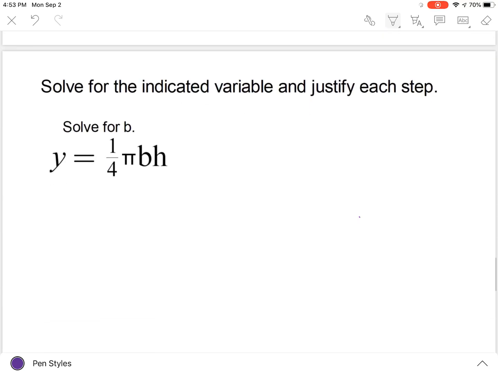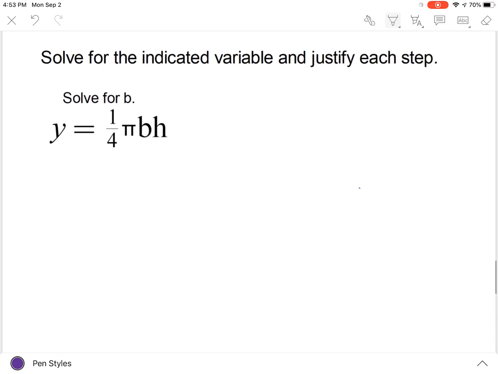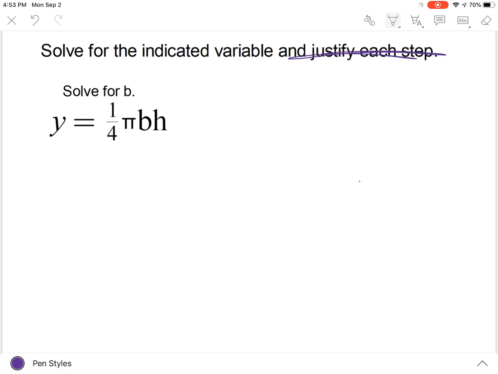Now would be a good time to pause and try this last problem for yourself. So we have solve for b. Well, y equals 1/4 times pi times b times h. Notice how this is all multiplication. So basically you're going to have a lot of division in order to get b by itself.